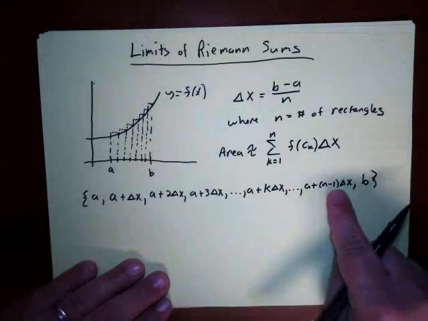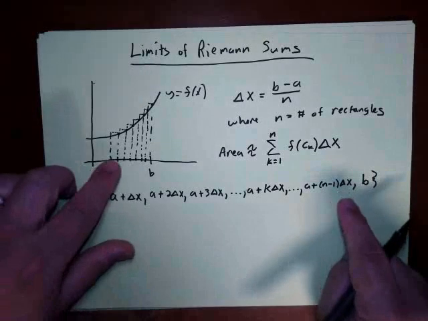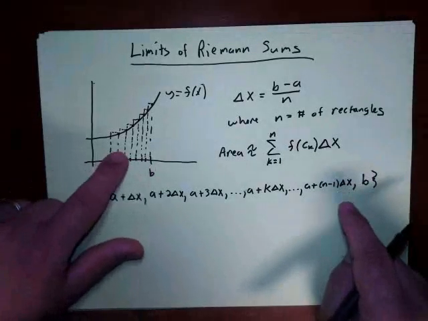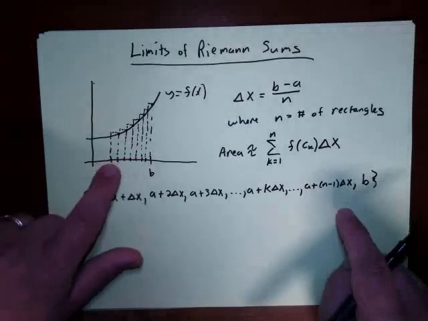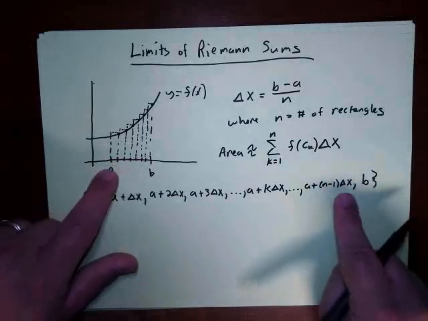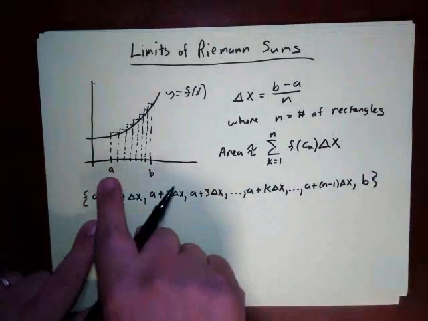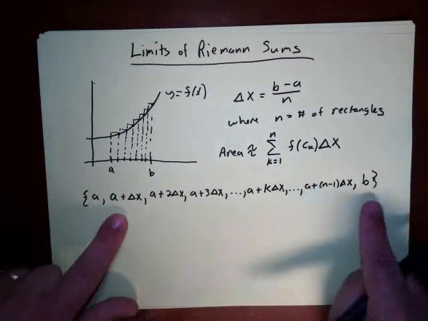And b would be like n times delta x. You have 1, 2, 3, 4, 5, 6, 7. So this is splitting this up into 7 rectangles, right? And so a plus 7 times delta x would give you the b. So these are like these endpoints here.